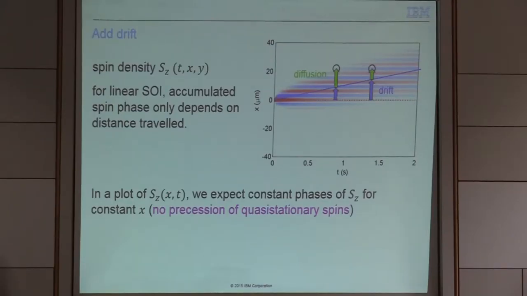So you can think of a spin having some part of its path done with diffusion and some part with drift. And now the assumption is that drift and diffusion in linear spin-orbit interaction behave completely the same. So it doesn't matter whether a spin moves a certain distance because of diffusion or because of drift. It's essentially the same. And that means that the assumption is that the spin phase only depends on the position that you end, and that there is no precession of spins that stay at the same position.